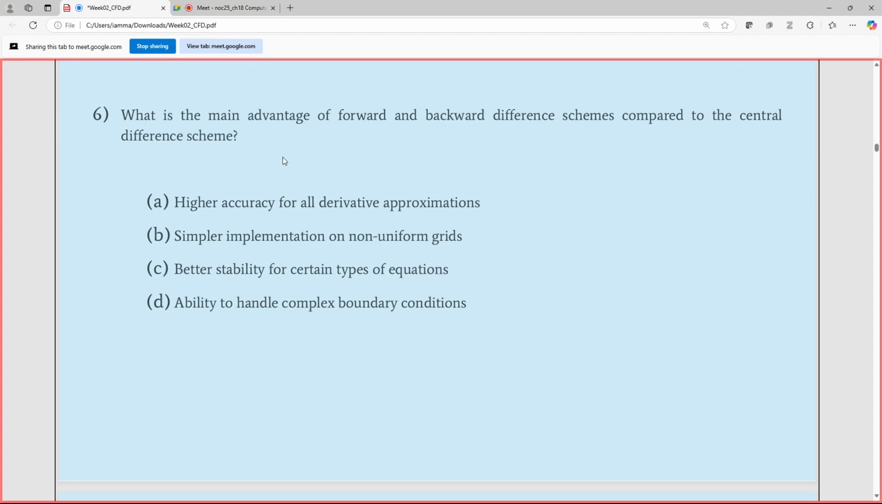Next question. What is the main advantage of forward and backward difference schemes compared to the central difference scheme? This question is on discretization schemes. Option A, high accuracy for all derivative approximations. Option B, simpler implementation on non-uniform grids. Option C, better stability for certain types of equations. Option D, ability to handle complex boundary conditions. You can inbox your answers.